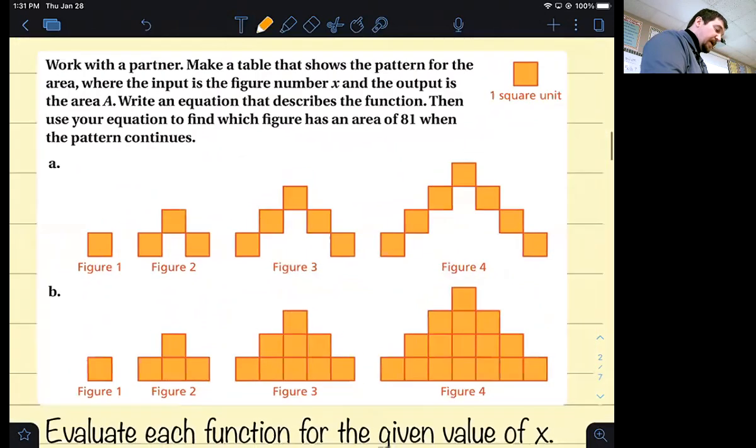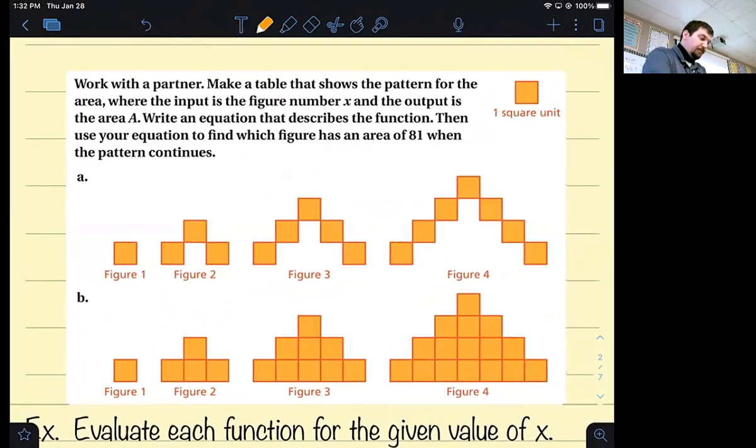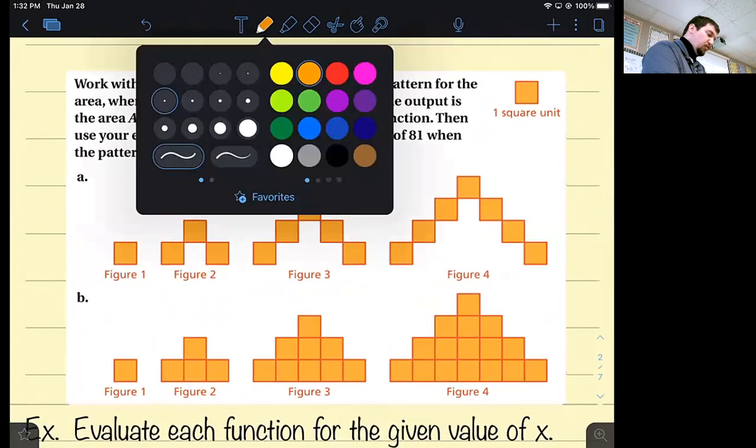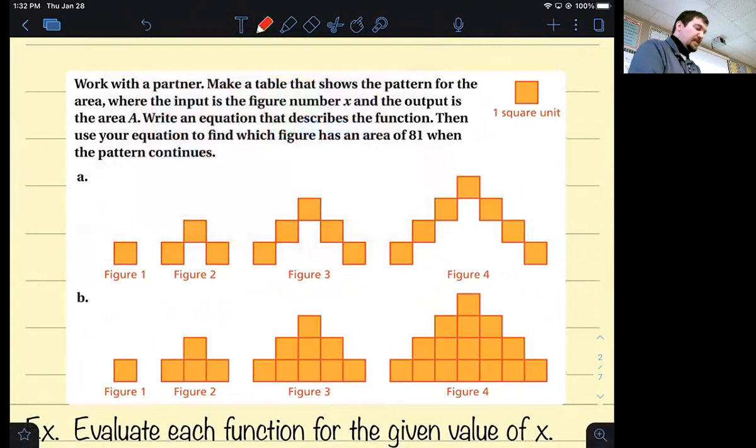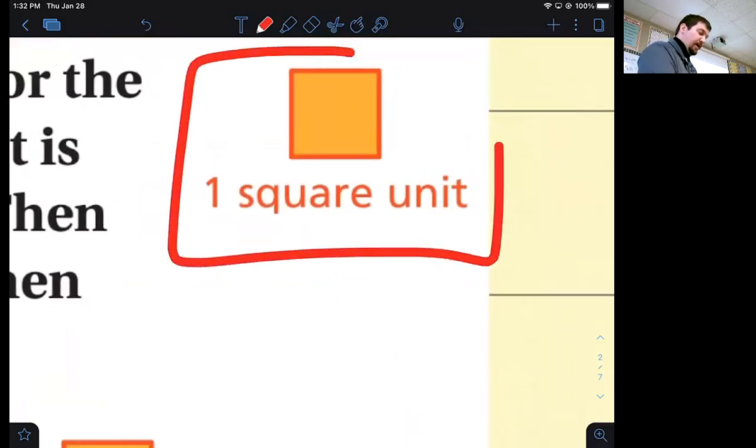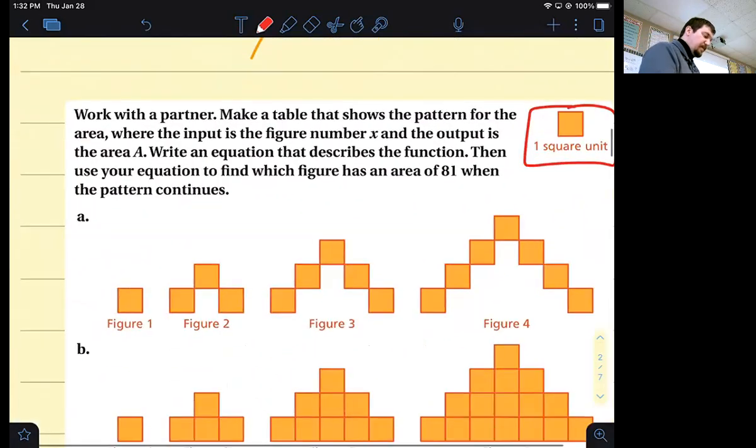Okay, we're not going to work with a partner, but I do like this example. It says make a table. We'll do our best to make a table, or something else that shows the pattern for the area, where the input is the figure number and the output is the actual area. And now it's reminding you that if you see 1 square, it represents an area of 1 square unit. Okay. So they want us to make a table or maybe a list of x being the figure number and y being the area, how many cubes or how many squares there are.